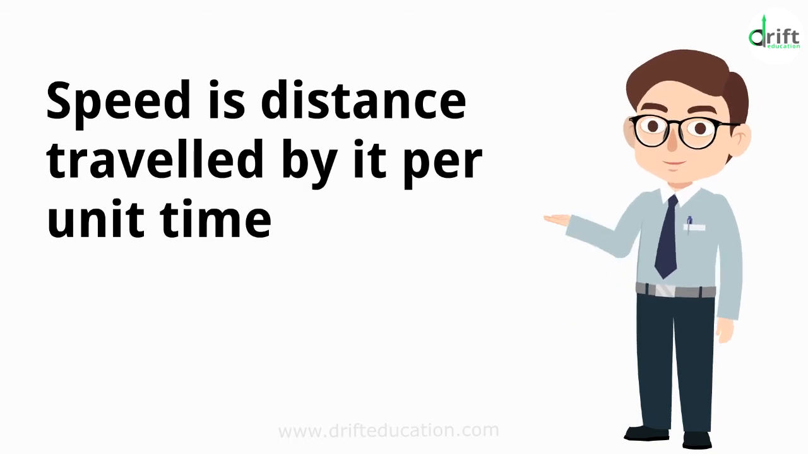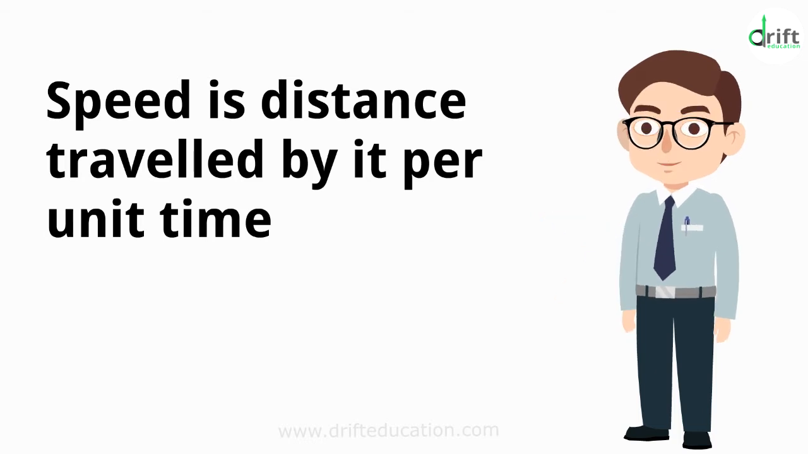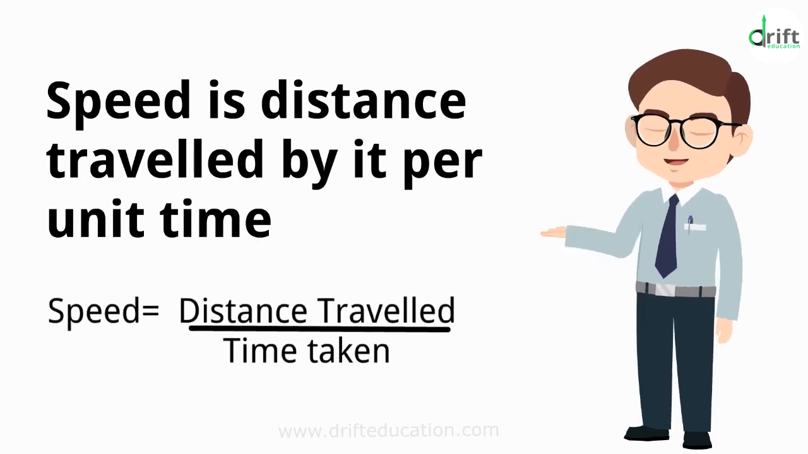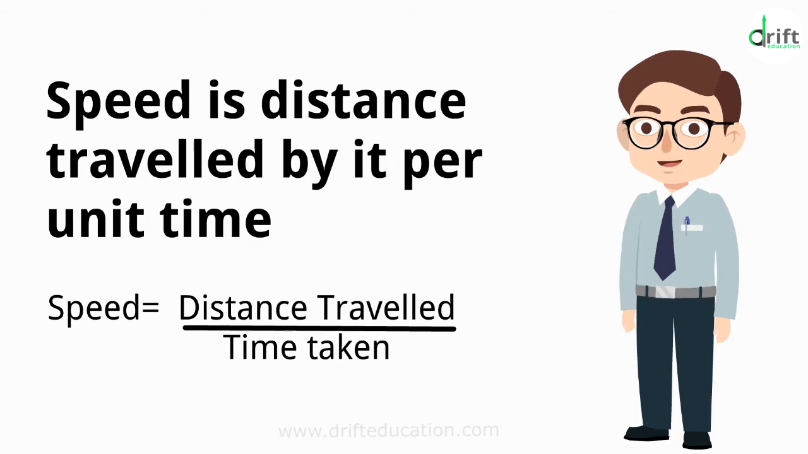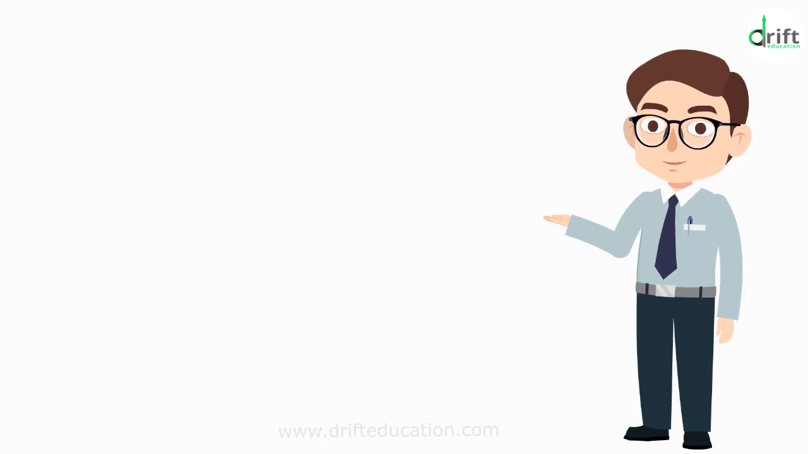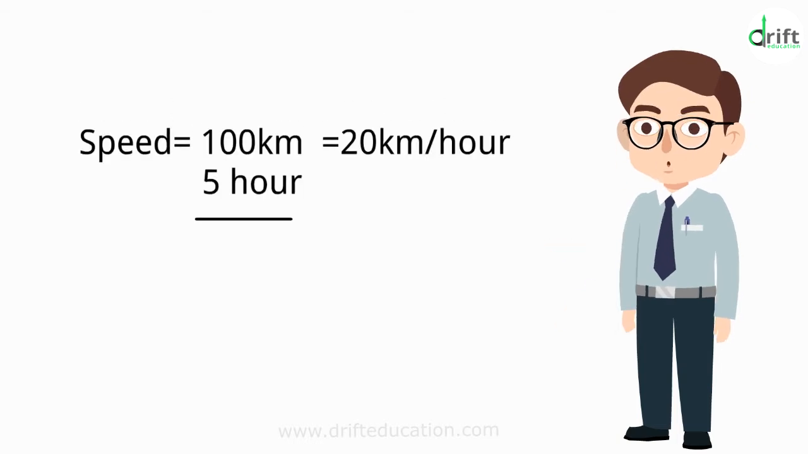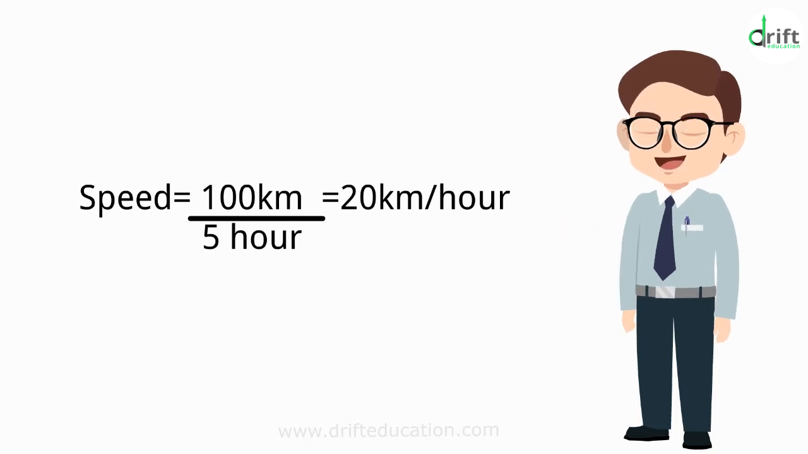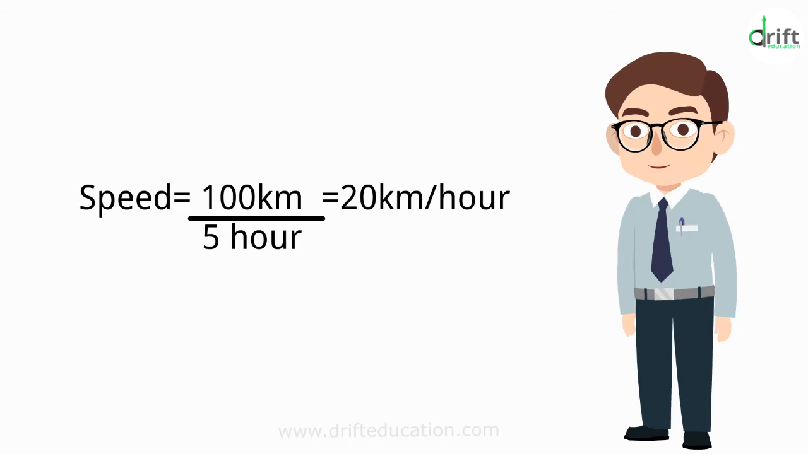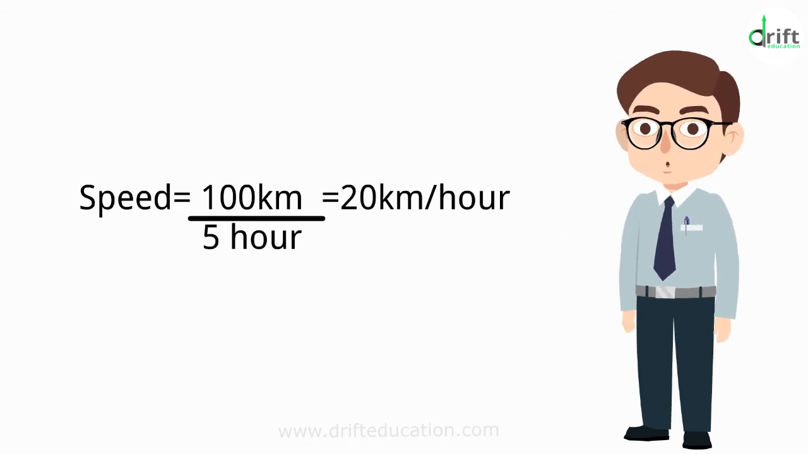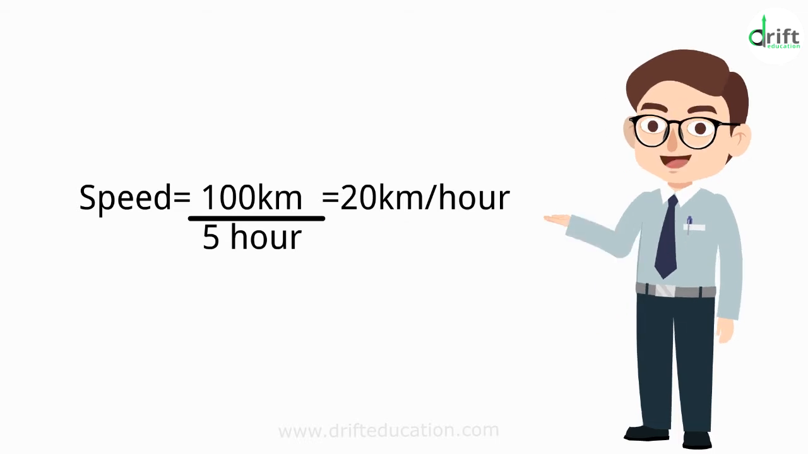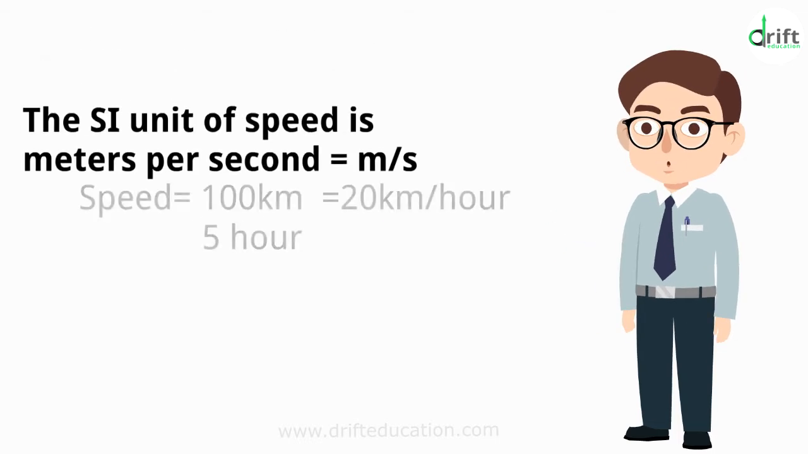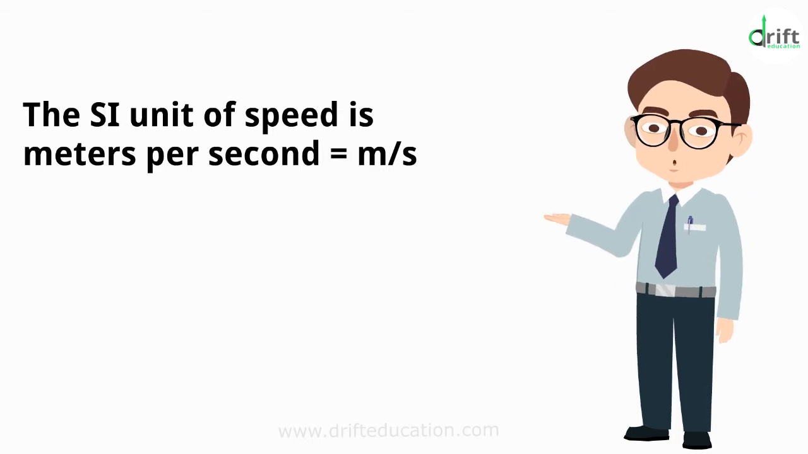this distance. So, the formula for speed can be written as speed equals distance traveled by time taken. For example, if a car travels a distance of 100 km in 5 hours, then the speed of this car is given by speed equals 100 km by 5 hours, which is equal to 20 km per hour. Look at the unit used. It is km per hour. We also have other units like centimeters per second, but the SI unit of speed is meters per second.